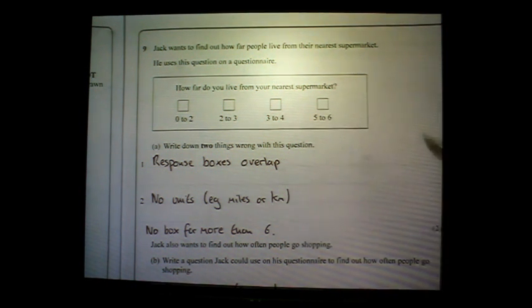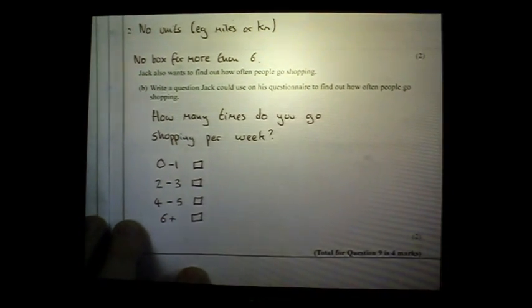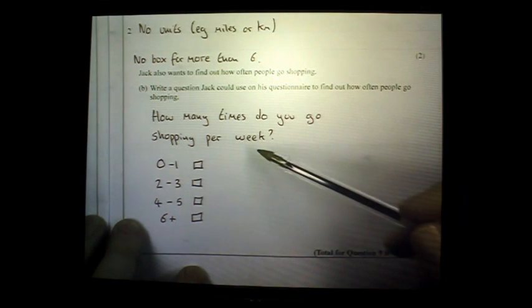So there's 3 things there. Make sure you've got 2 of them. Jack also wants to find out how often people go shopping. Write a question Jack could use on his questionnaire to find this out. How many times do you go shopping per week?